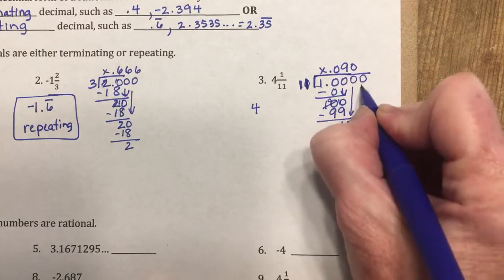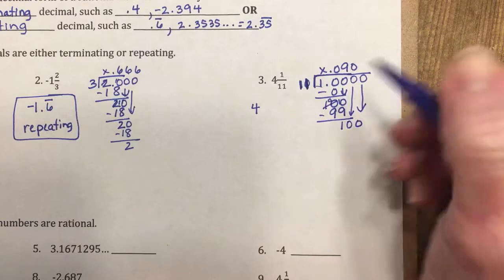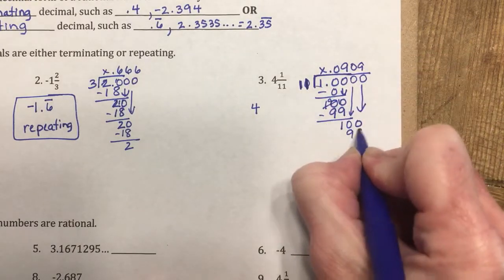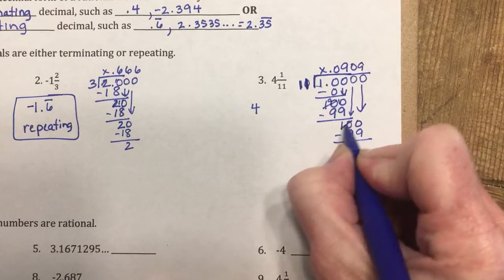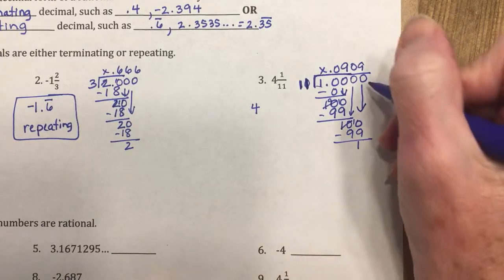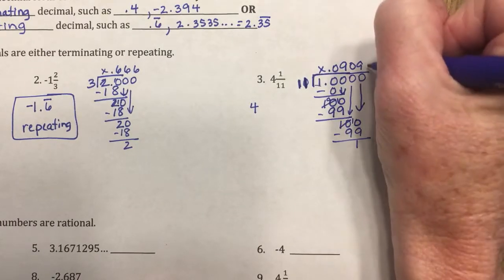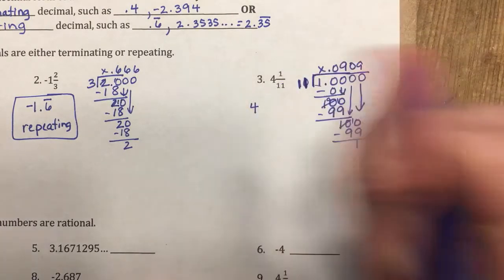So if I bring down one more 0, I'm going to go 11 into 100. That'll go 9 times. 9 times 11 is 99. And sure enough, right, this is going to be 1 again. So what's going to happen? I'm going to bring down another 0 and try to divide 11 into 10. So that's going to get a 0. Okay, so this is repeating.